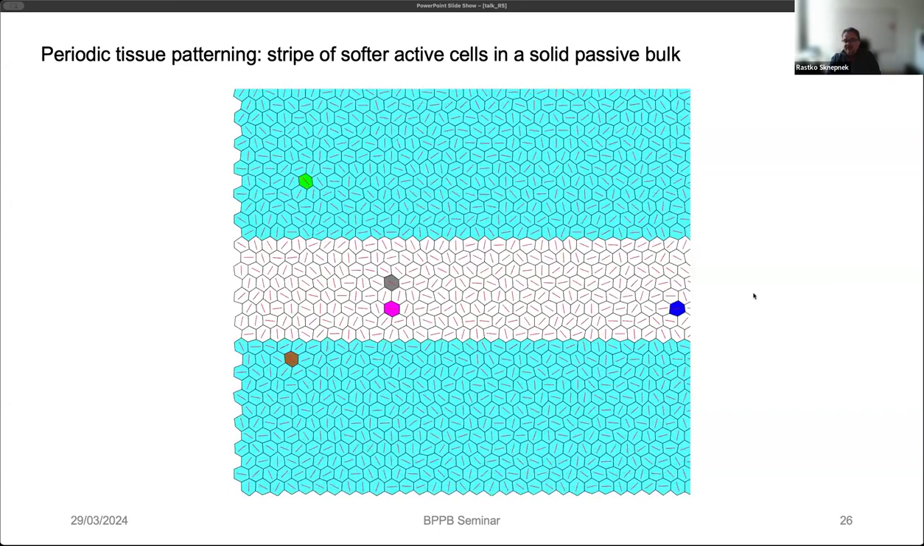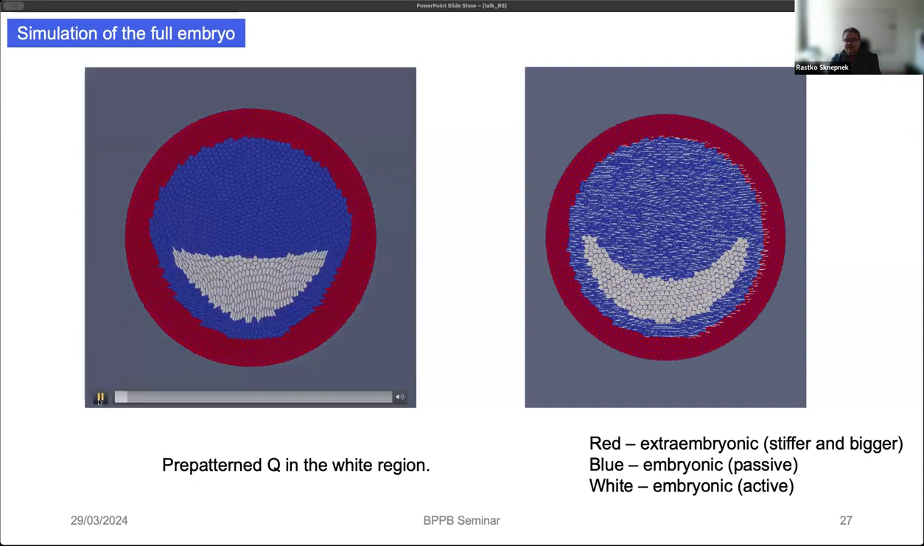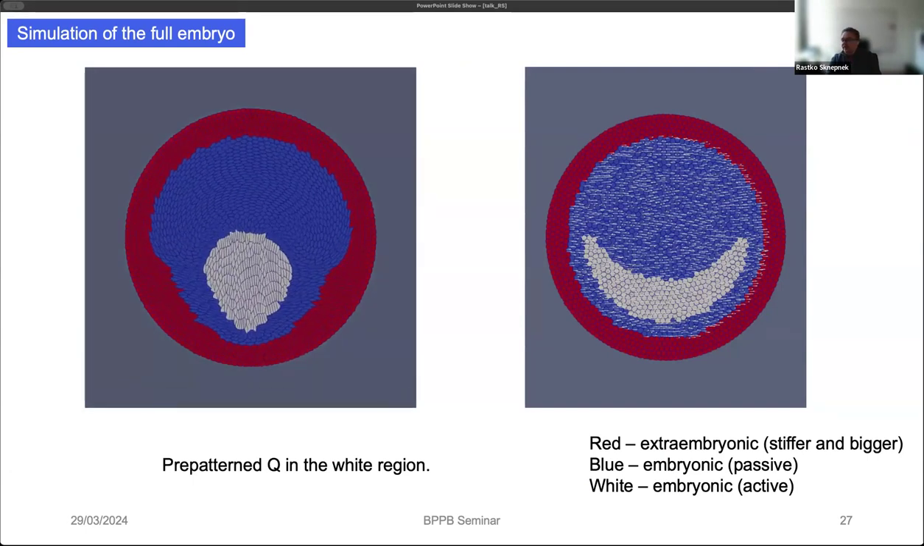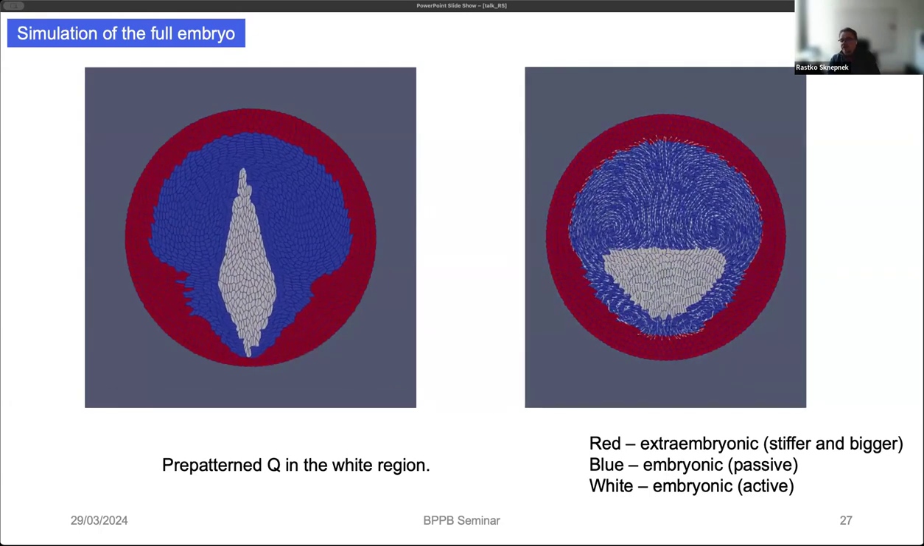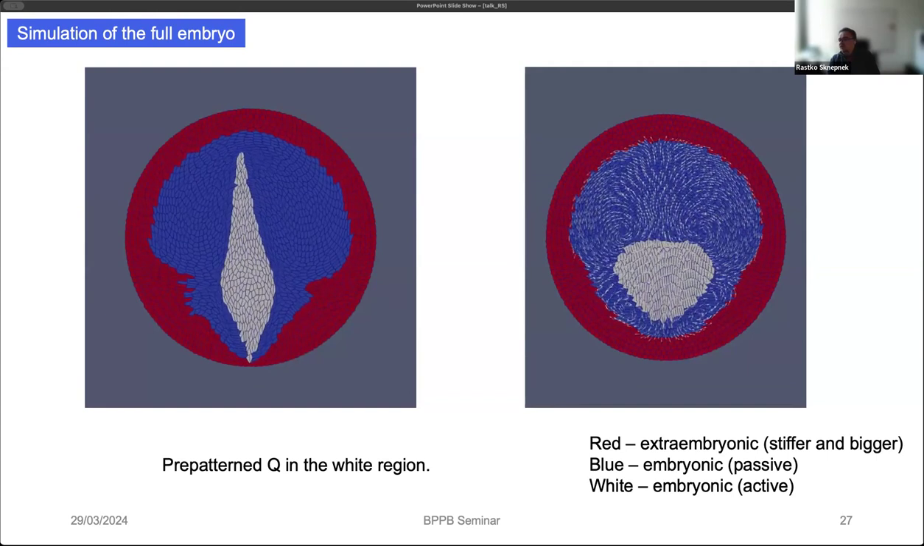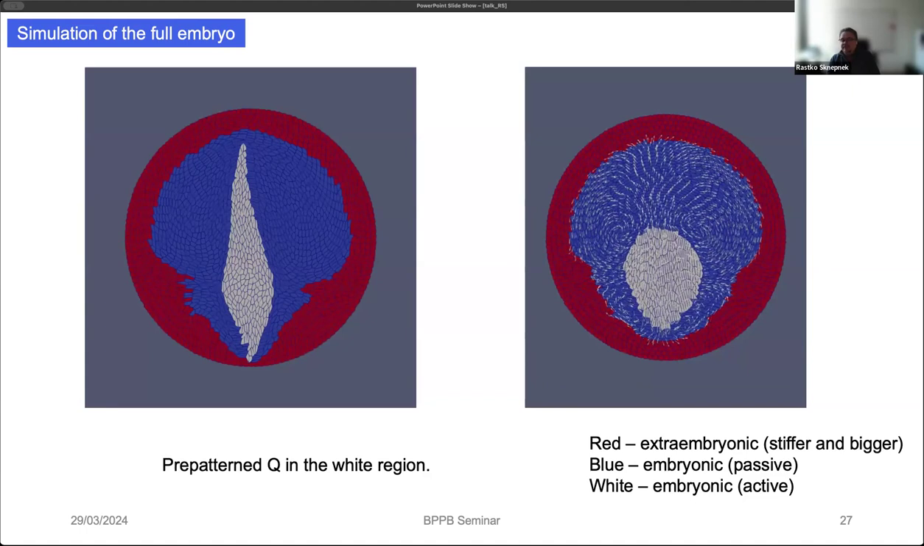We again see the flows, and you can go back to the embryo situation, where you pre-pattern these white cells to have a certain contractility, in this case in the horizontal direction, and you let it play. It does contract and form a primitive streak, and indeed you form vortices, two flow vortices that have been observed experimentally.